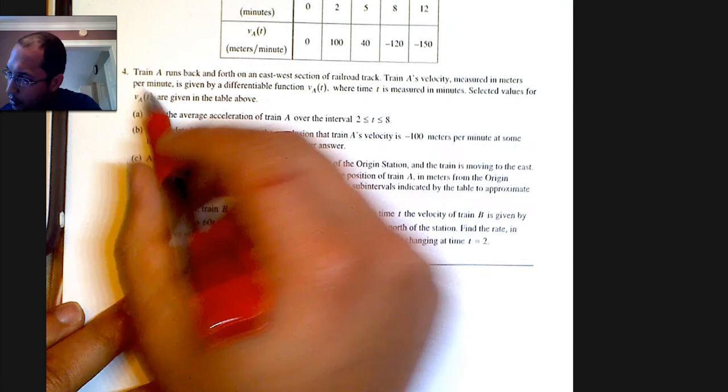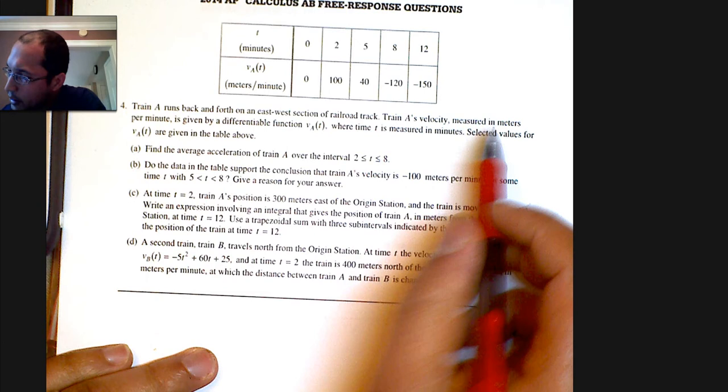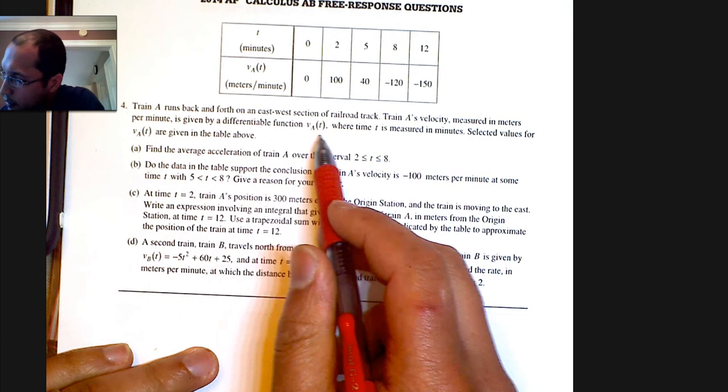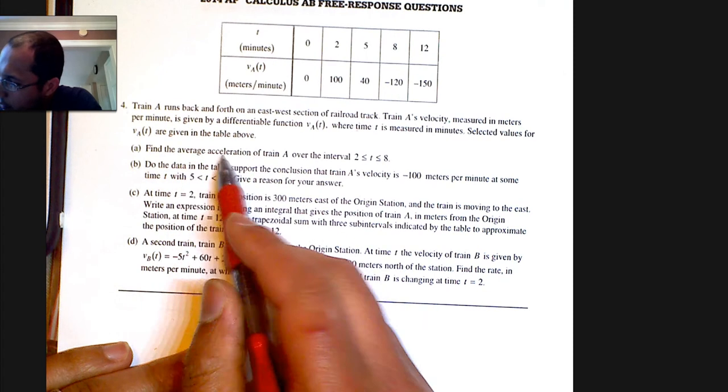Looking for number 4. Good. Train A runs back and forth on an east-west section of railroad track. The velocity of train A, measured in meters per minute, is given by a differentiable function, where t is time in minutes. It asks to find the average acceleration of train A.